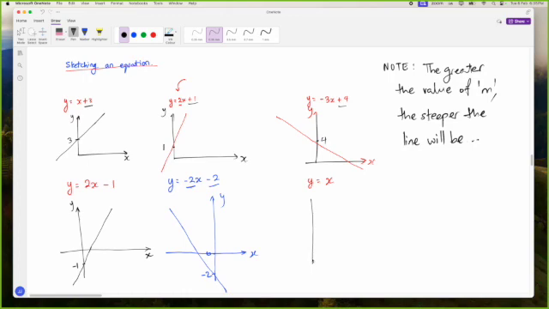And of course, this one is going to cut the y-axis at 0, and we need to know this line. This is an important line to know. It's cutting the y-axis at 0, and it has a gradient of 1. That gradient of 1 is pretty much a 45-degree gradient, so it's cutting the axes in half.